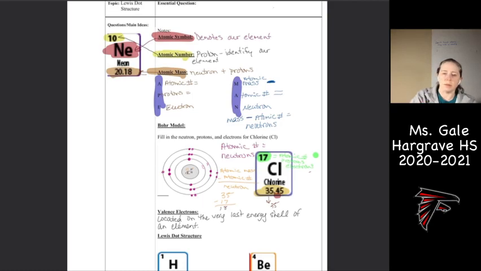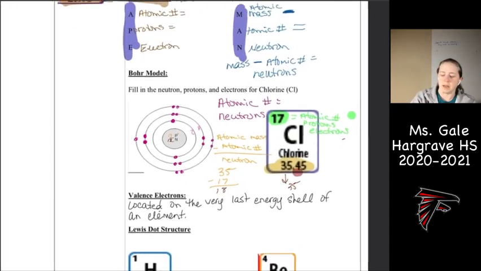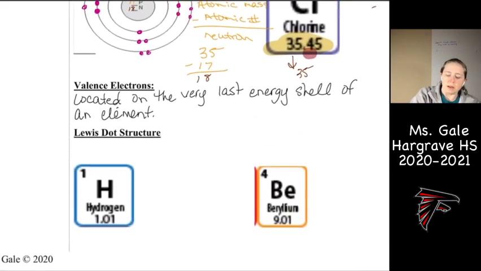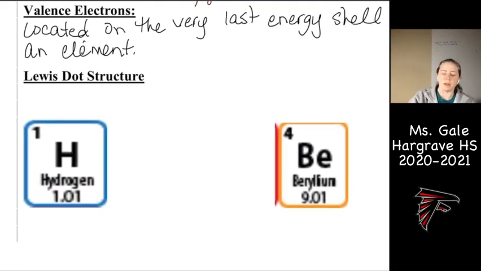So again, we went through the periodic table, the element tile. Now we're going to go down. We're going to practice our Lewis dot structure. We're going to look at hydrogen and beryllium first. If you look at hydrogen on your periodic table, hydrogen is in period 1, group 1.